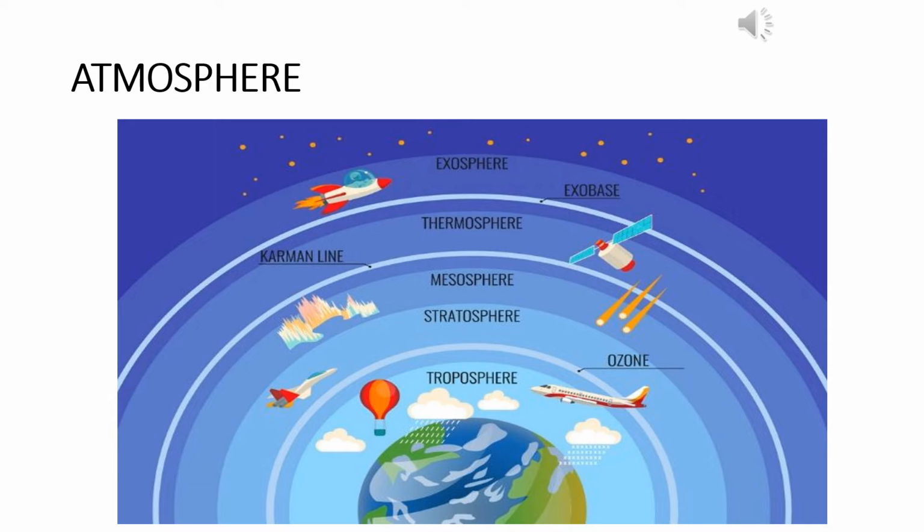After the troposphere, there is the stratosphere, which has a particular gas, ozone, forming the ozone layer. This ozone is very important as it absorbs the harmful UV radiation and cuts the exposure of excess UV radiation reaching the Earth's surface.